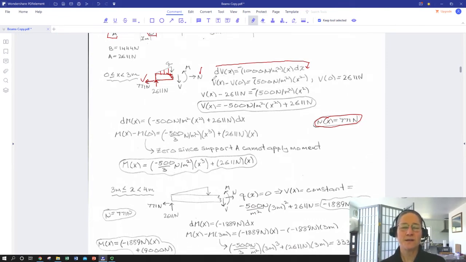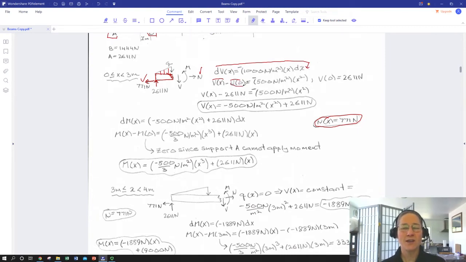And inserting the limits of integration, we can say that the shear force at any x minus the shear force at 0 is going to be equal to the integral of that negative 1,000 newtons per meter squared x with respect to x. So we get a 1/2 x squared multiplied by 1,000. That gives us 500 newtons per square meter times x squared. We've already evaluated that between 0 and x, and of course at 0 it's 0, so we're just left with the upper limit of integration.